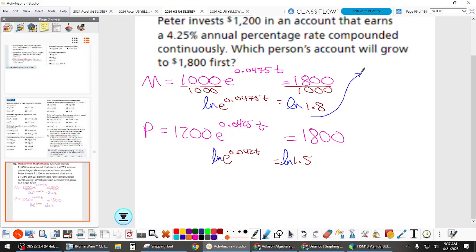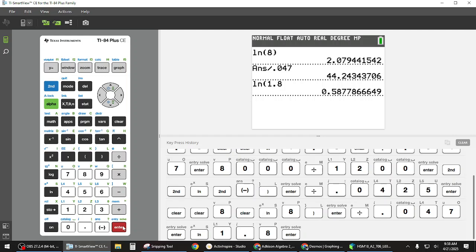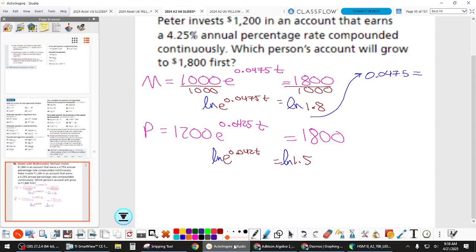So on this side, we'll get 0.0475t. And then natural log of 1.8, that's what power of e gives 1.8. That's what that is actually asking. So that's 0.5878. So again, just a number, natural log of 1.8. I forgot the t. How do we get t by itself at that point? It says 0.0475 times t, so we just divide it off.